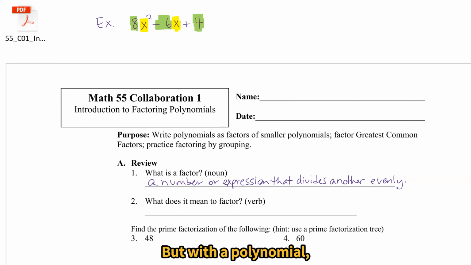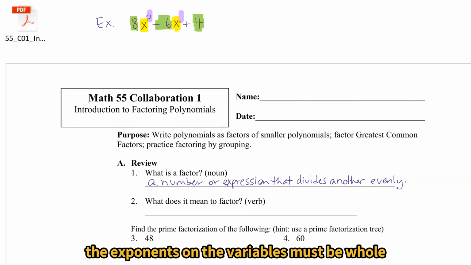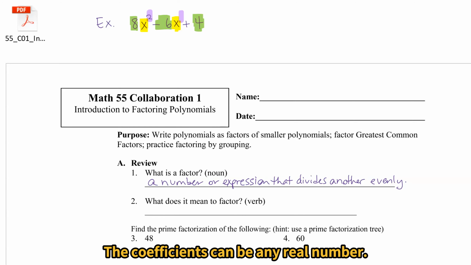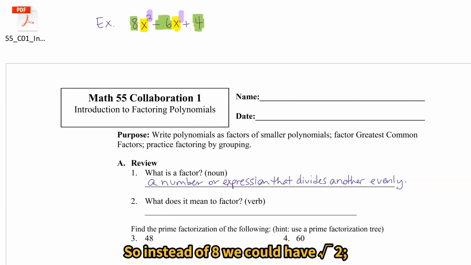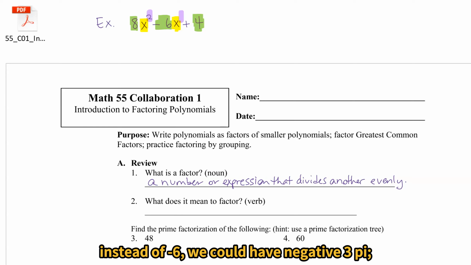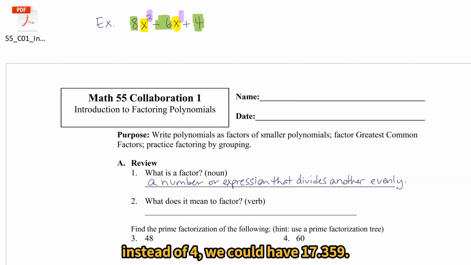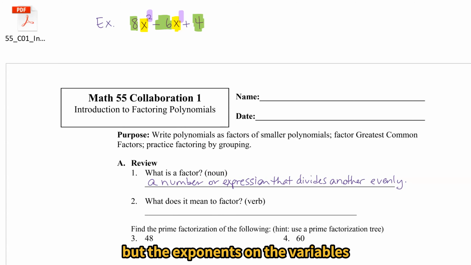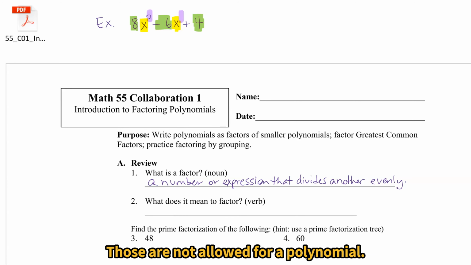But with a polynomial, the exponents on the variables must be whole numbers, 0, 1, 2, 3, etc. The coefficients can be any real number. So instead of 8, we could have square root of 2. Instead of negative 6, we could have negative 3 pi. Instead of 4, we could have 17.359. So we could have any numbers for coefficients, but the exponents on the variables must be whole number exponents. And we're not dividing by variables or having variables under square roots. Those are not allowed for a polynomial.